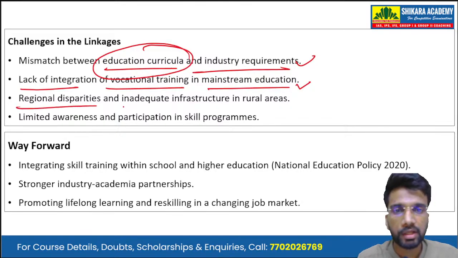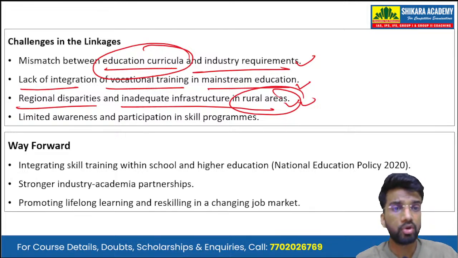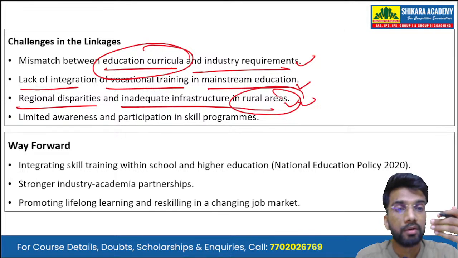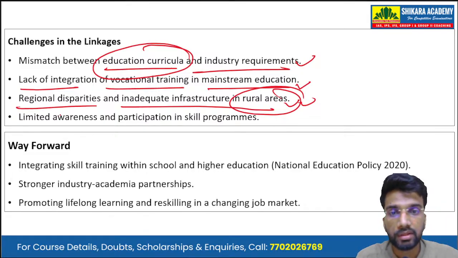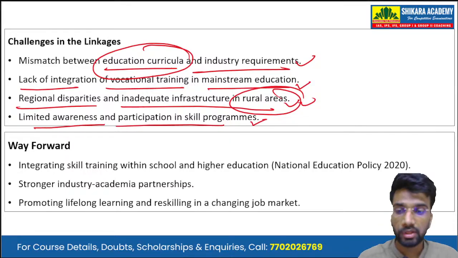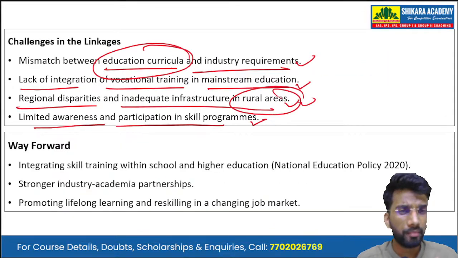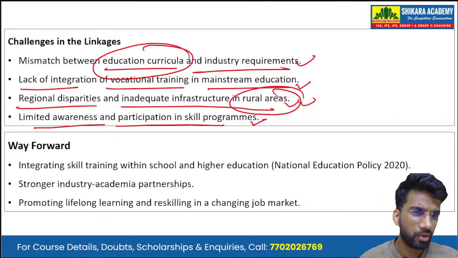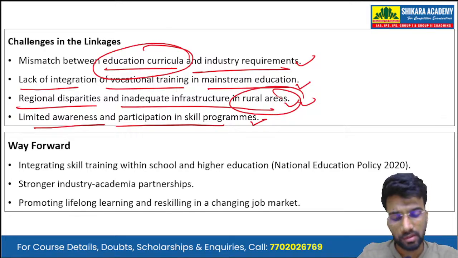Then there are regional disparities and inadequate infrastructure in the rural areas. So in rural areas, we do not have the institutions or the skill centers to give the education. Then there is limited awareness and participation in skill programs. Okay? Limited awareness about these skill programs like the Skill India Mission, the Pradhan Mantri Kaushal Vikas Yojana. So the majority of the population in the rural or backward areas, in such regions, do not have the awareness or access to these skill programs.